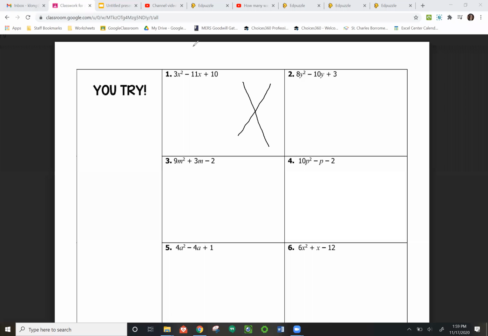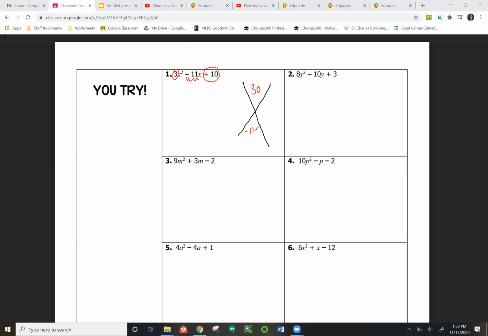When we do the x method, we take our a and c and plug it in up top. So 3 times 10 is 30. And then we take our b, which is negative 11. So be careful there. If you see a minus sign in front of your term, it means that coefficient is negative. Now we need two numbers that multiply together to give me 30 and add together to give me negative 11.